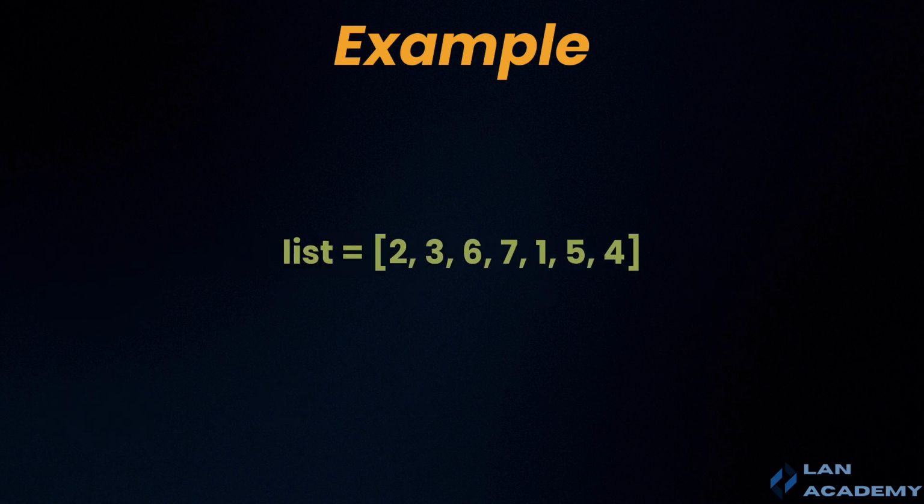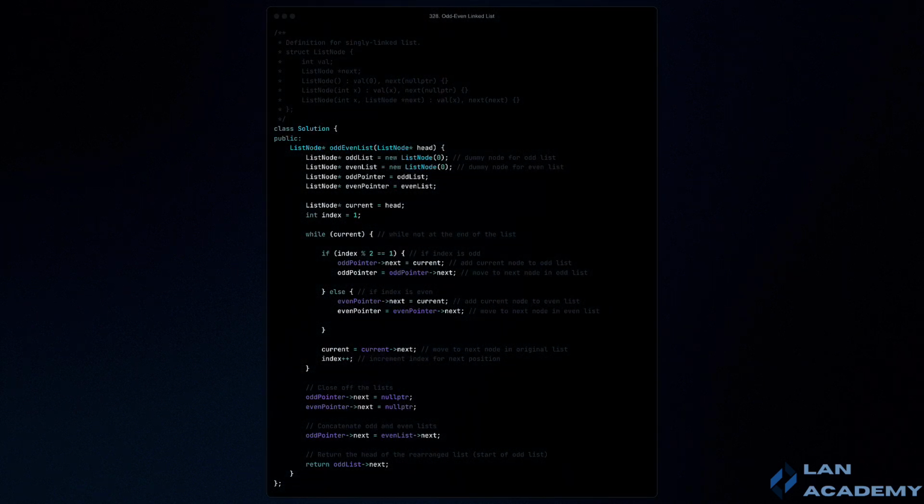The resulting list is 2, 3, 6, 7, 1, 5, 4, with all odd indexed nodes followed by all even indexed nodes. The algorithm runs in O(n) time because we process each node exactly once. The space complexity is O(1) because we only use a constant amount of extra space for the pointers regardless of the size of the list.